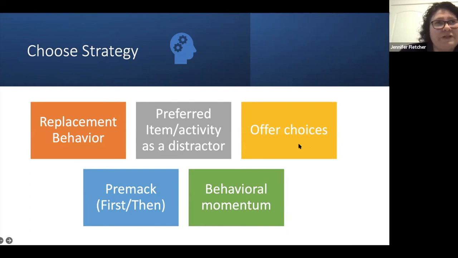Offer different choices. You know, do you want to do this or do you want to do this? Pre-Mac, that's Grandma's rule, first do this, then you get this. And that behavior momentum that we just talked about, where you do at least three things that you know they'll comply with before putting in that little bit harder thing. So I'll give you a minute, think and write down what strategy you want to try.